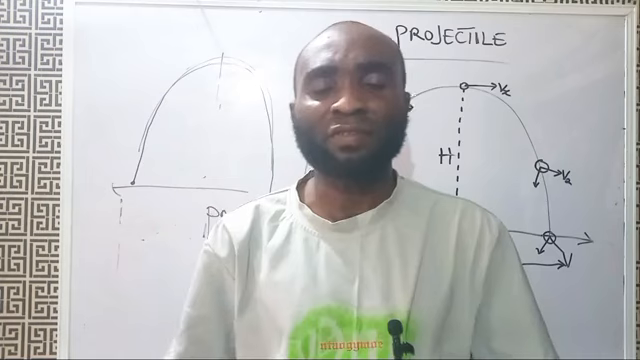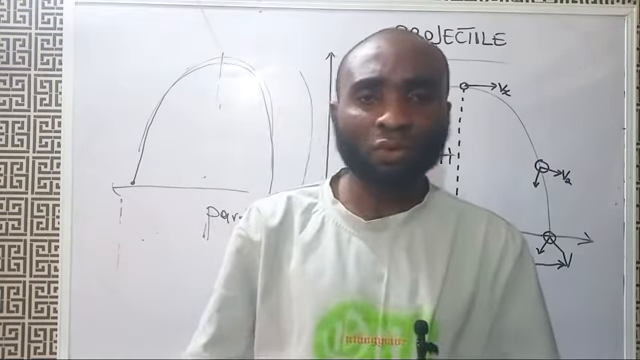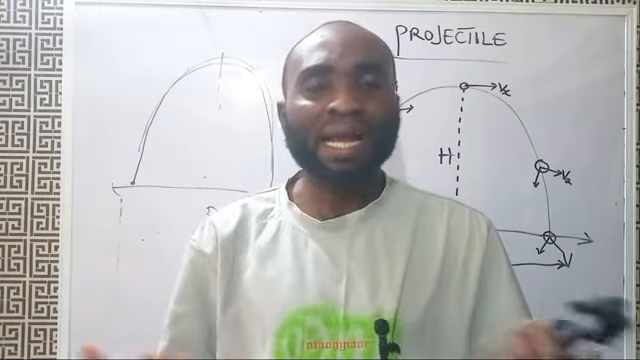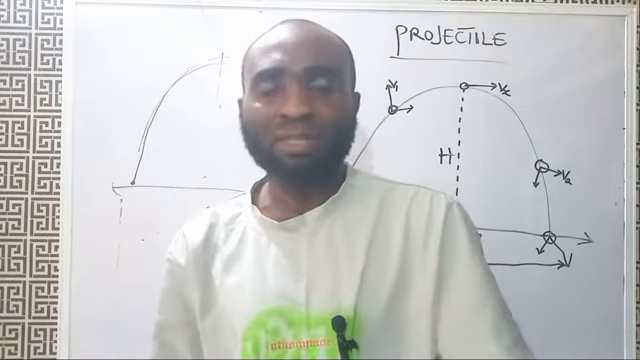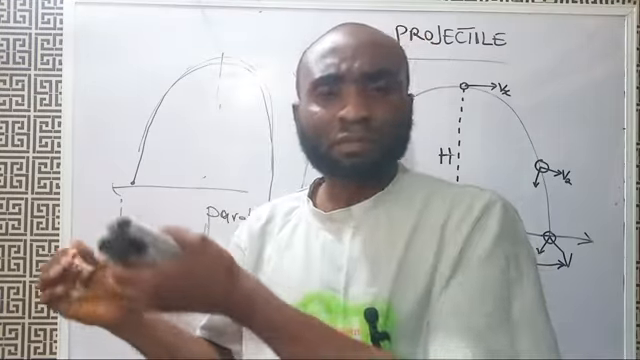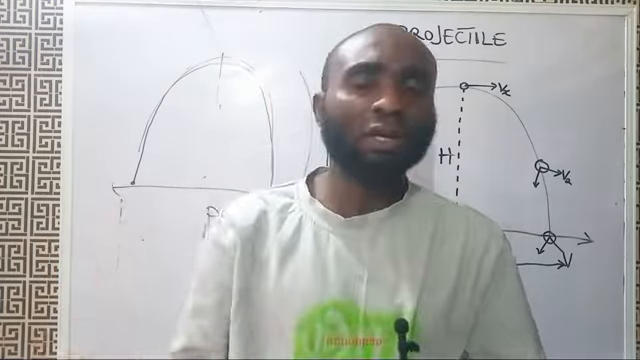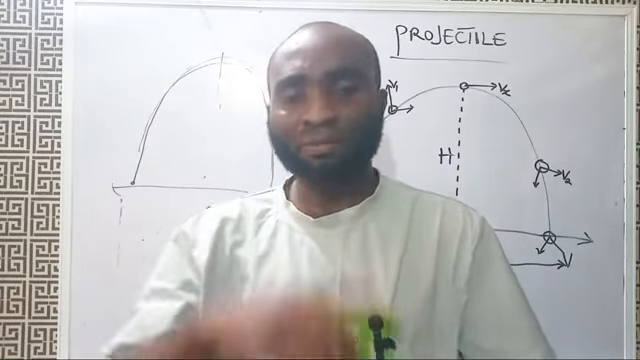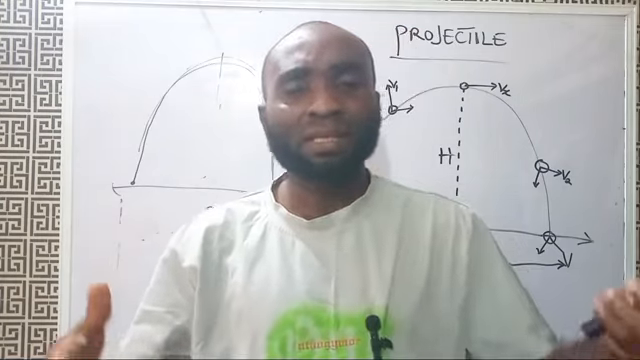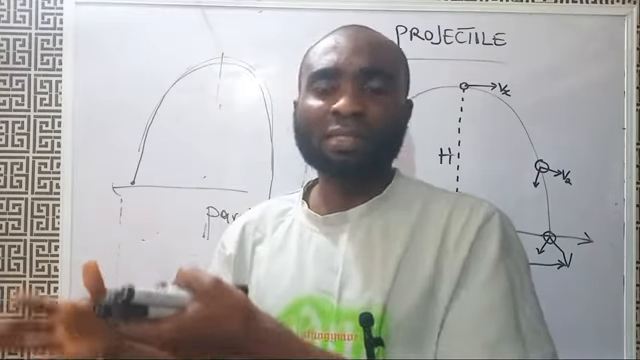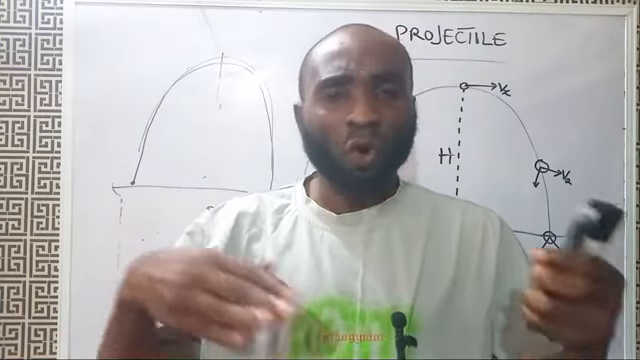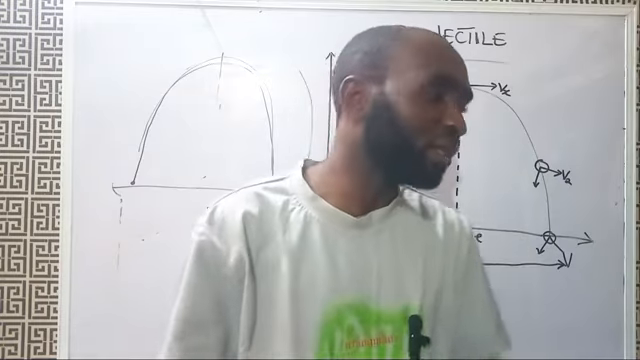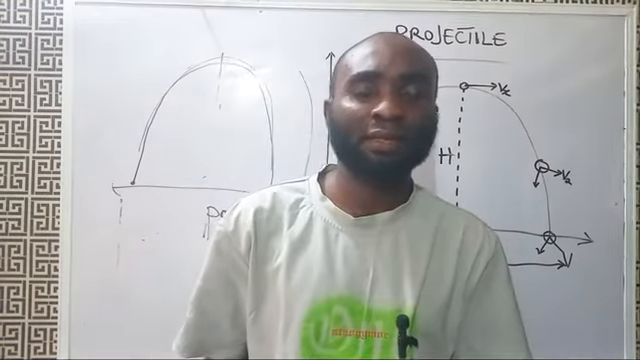A bullet that has been fired from a gun, a stone released from a catapult, a person doing high jump, an athlete doing a high jump, or a tennis ball thrown from a wall and returning back. These are the objects that are projectiles. All those objects that undergo this motion are called projectiles.